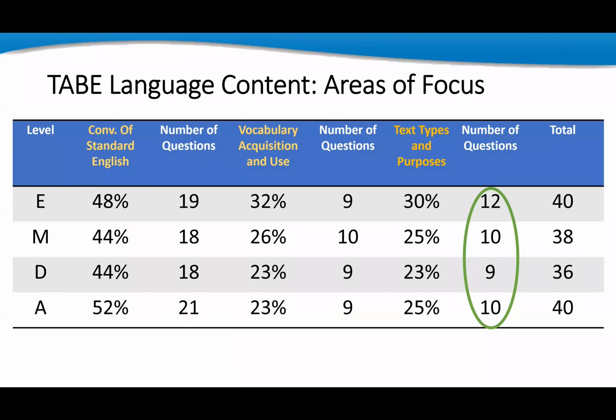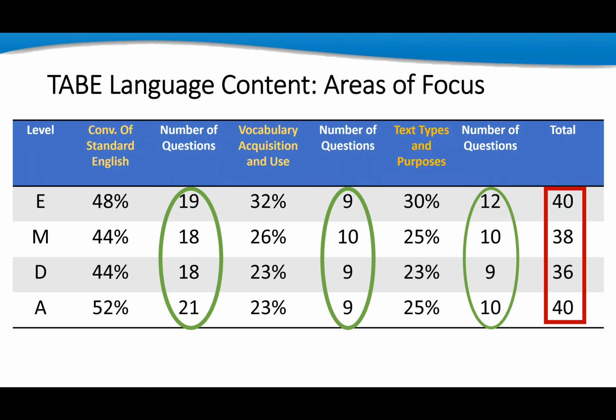In fact, depending on the level, the focus is targeted in 3 key areas. So conventions of standard English, vocabulary and acquisition, and use and text types and purposes, with nearly all the test sections coming mostly from these 3 domains.